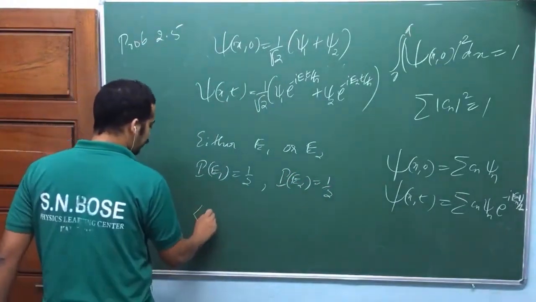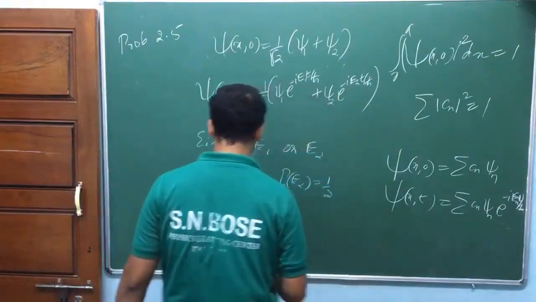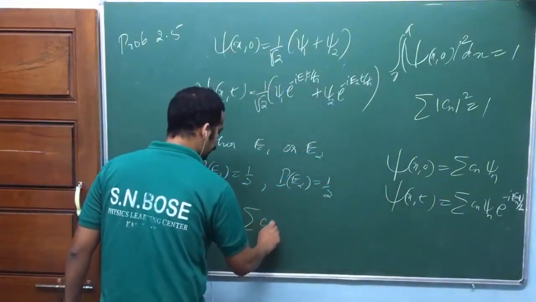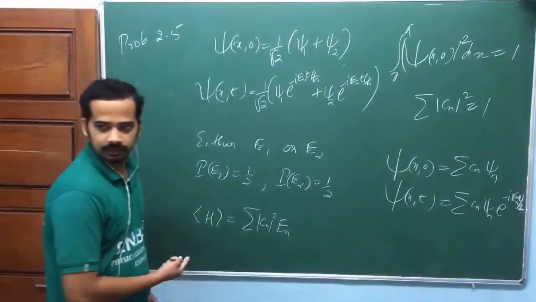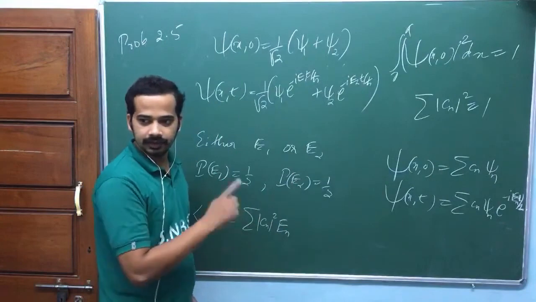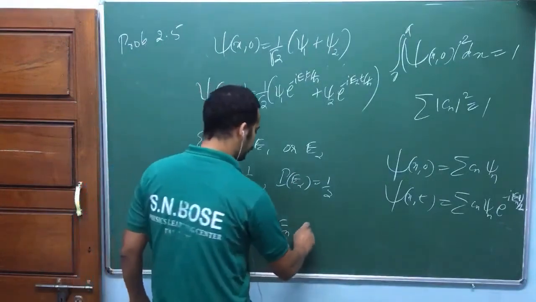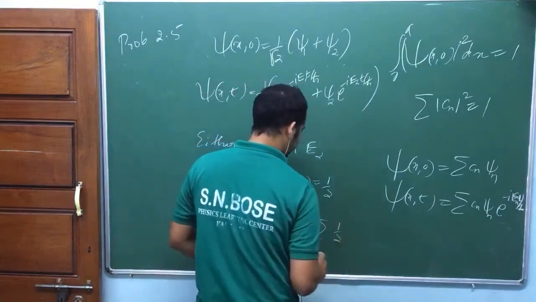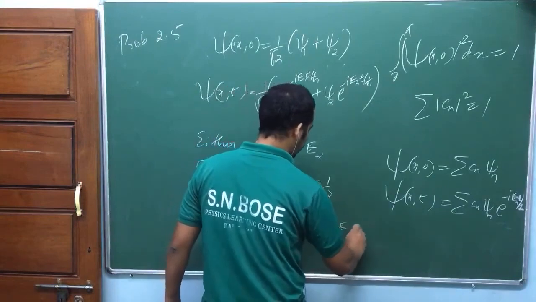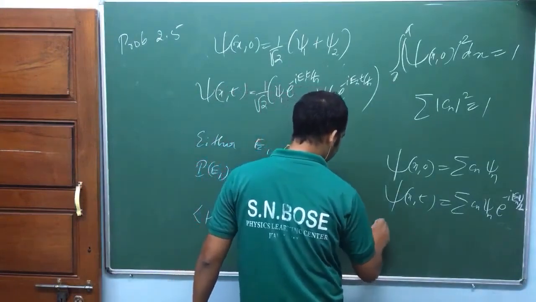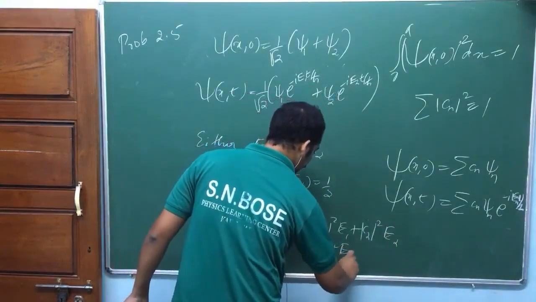Now what is the average? Look at it, don't go for the integral. You do the summation over Cn square into En. This is easy, isn't it? Don't go for the integral of psi star H psi, that's quite difficult. So this is 1 by 2 C1 square E1 plus C2 square E2, which is equal to (E1 plus E2) by 2.